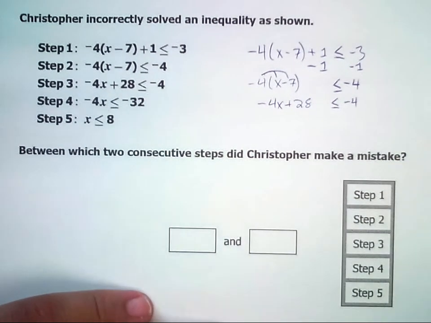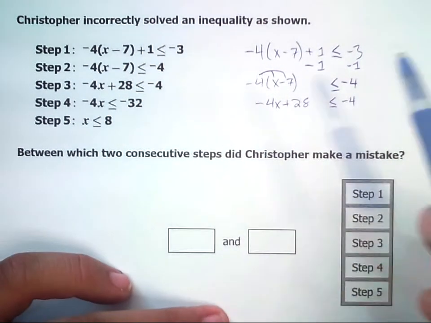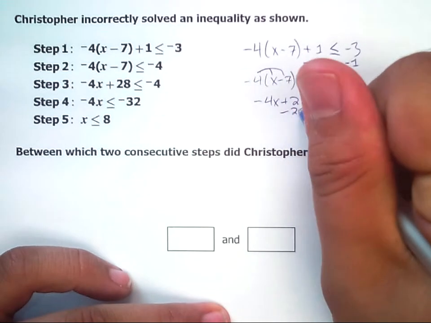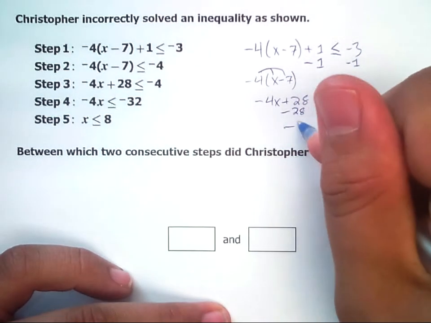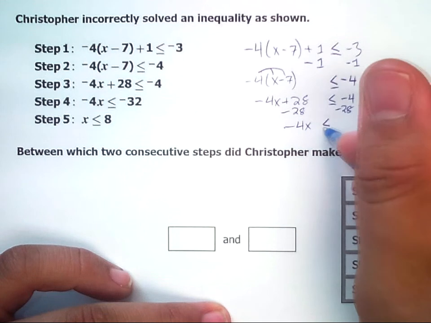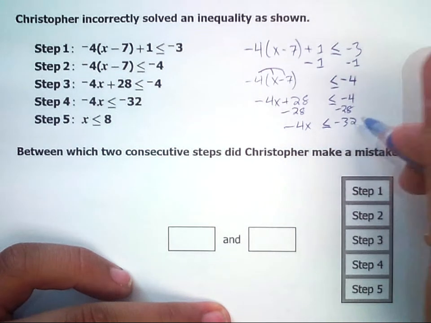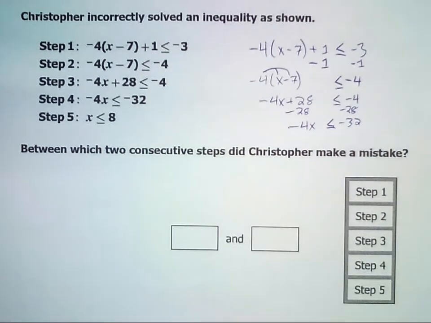All right, and then it looks like I should probably get rid of the 28, so I'm going to subtract 28 from both sides, just like that. All right, so we're going to get negative 4x is less than or equal to negative 32. That's still what they got. Interesting. None of the steps have been wrong so far. Usually you kind of panic at that point. You're like, am I doing this right?